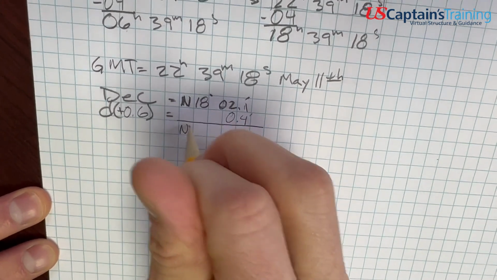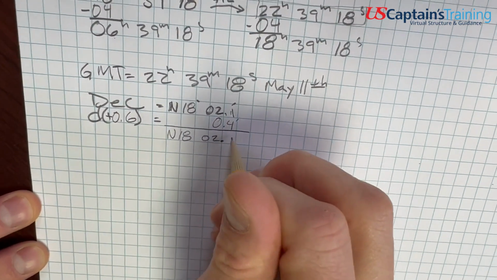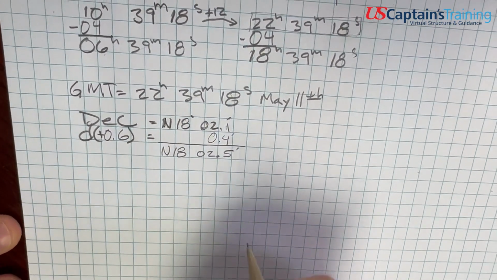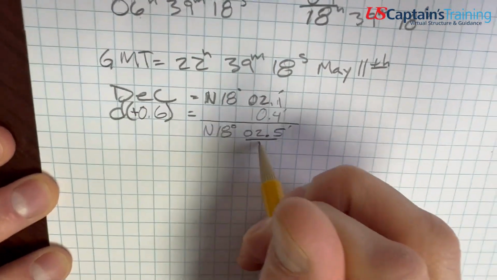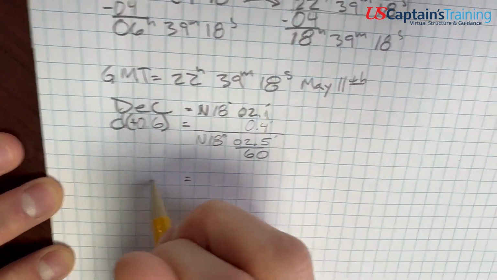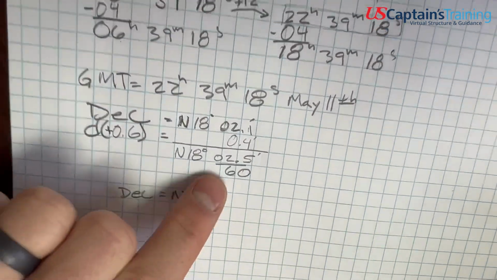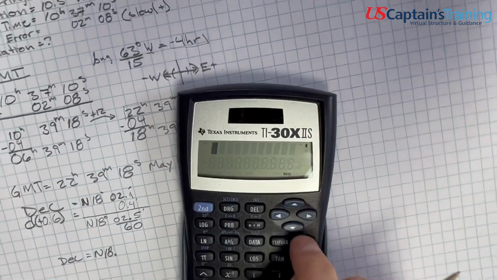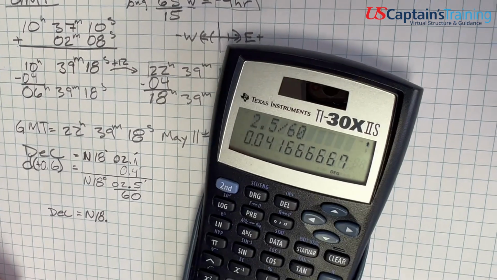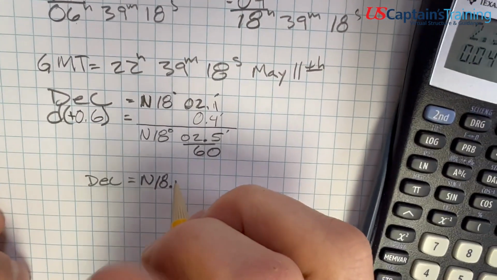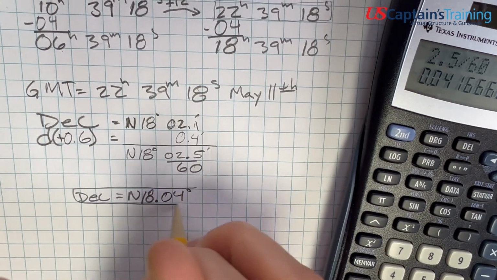So we end up with north 18 02.5 minutes. We need to get all these into degrees, so we're going to divide by 60. Our declination equals north 18 point, whatever this comes out to. 2.5 divided by 60 equals 0.04. North 18.04 degrees. This is the declination we're going to use.